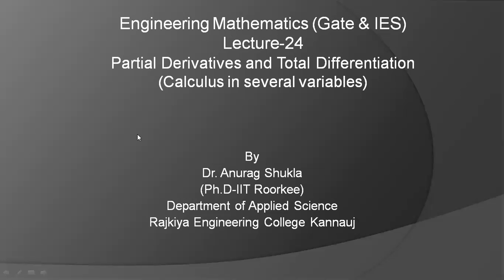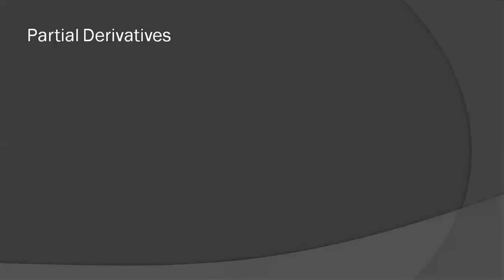Yeah, welcome back to lecture 24, partial derivatives and total differentiation. In the previous lectures, we studied calculus in one variable, meaning there is only one independent variable up to now. But in this topic and upcoming topics, we will study calculus in several variables, meaning we have more than one independent variable.